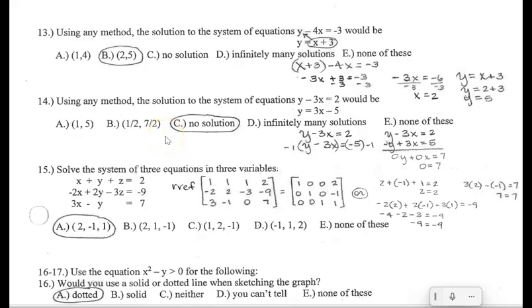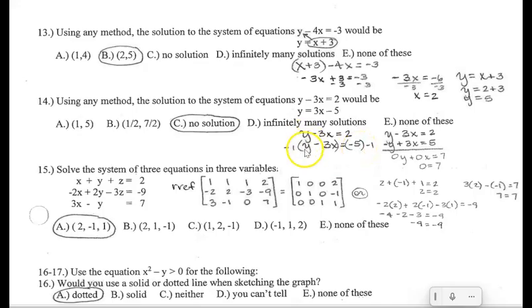All right, looking at number 14. Number 14 says use any method to solve the system. So last time I used substitution, so this time I'll use elimination. So for elimination, you want to get your x's and y's on one side and your numbers on the other so everything lines up. So I just subtracted this 3x over to the left-hand side. So here's my first equation, and then here's my second equation with that 3x subtracted over.